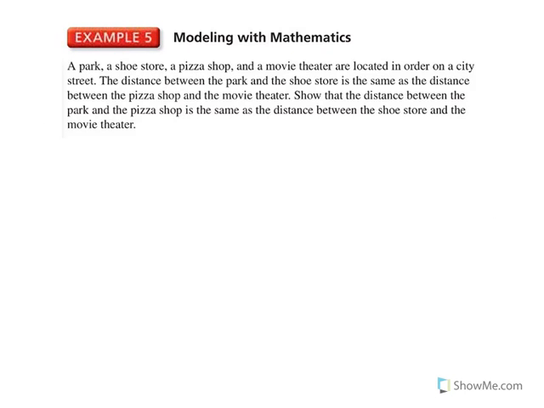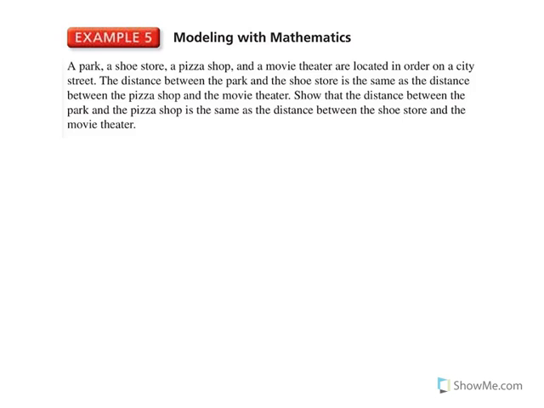So then we have one more problem. We're going to look at one that applies to segments now more than angles. We're going to be looking at segments like a real life situation, kind of being on a street. So we have a park, a shoe store, a pizza shop and a movie theater that are located on a city street. The distance between the park and the shoe store is the same as the distance between the pizza shop and the movie theater. Show that the distance between the park and the pizza shop is the same as the distance between the shoe store and the movie theater. So they told us that they're located in order.